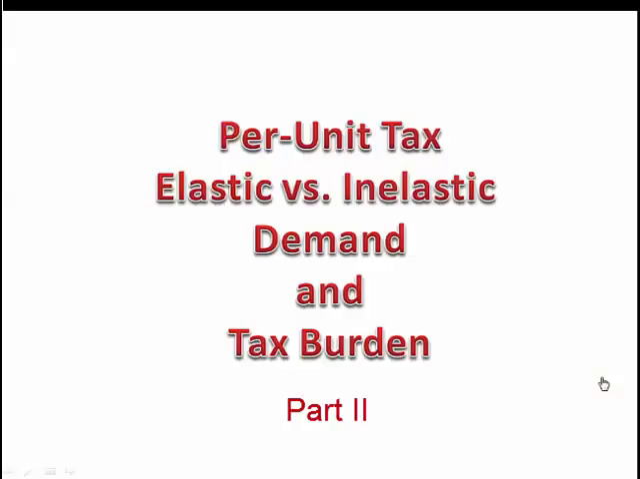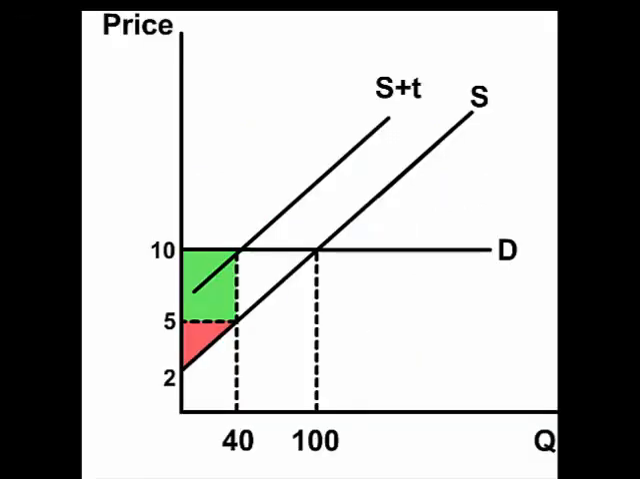Per unit tax, elastic versus inelastic demand, and tax burden. We're going to look at demand from perfectly elastic all the way to perfectly inelastic demand. Notice in this graph that the demand is perfectly elastic at $10.